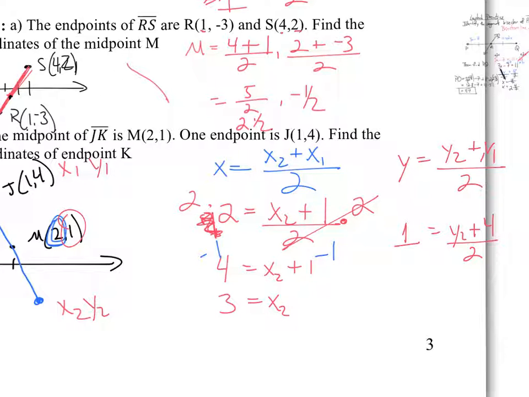I want to move that division to the top first. Whatever I do to one side, I must do to the other side. So now I get 2 times 1 is 2 equals y2 plus 4. Move my 4 to the other side, so minus 4 on each side. Plus 4 minus 4 equals 0. And then negative 4 plus 2 equals a negative 2. So I get negative 2 equals y2.